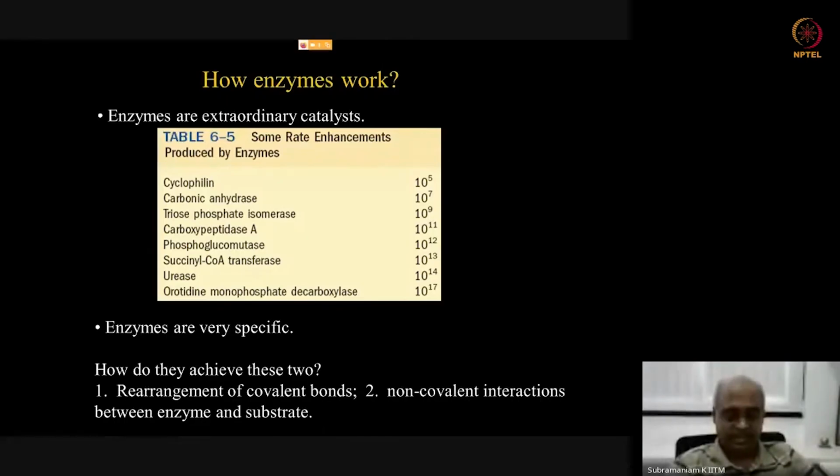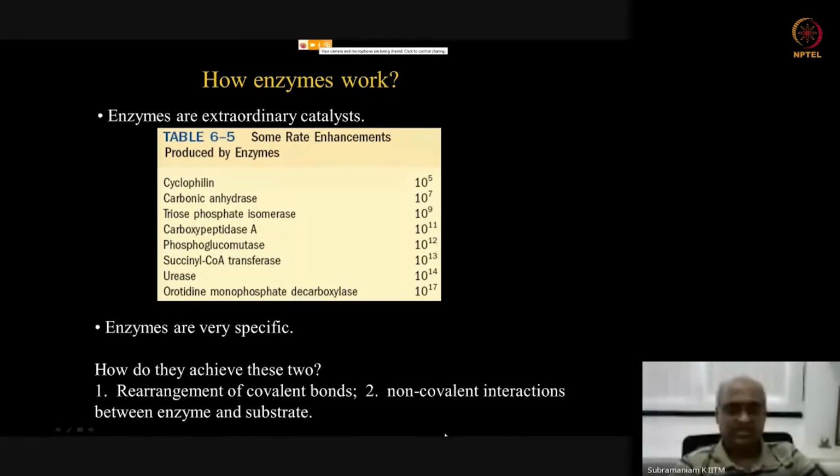So many of these interactions are non-covalent, and therefore individually the strength of such interactions is very low, but they are in large numbers, so they all add up. So these non-covalent interactions between enzyme and substrate are really the key point when you talk about enzyme catalyzed reactions. And why am I elaborating on these non-covalent interactions? Because they are primarily responsible for fulfilling these two, that is extraordinary catalytic power as well as the specificity.